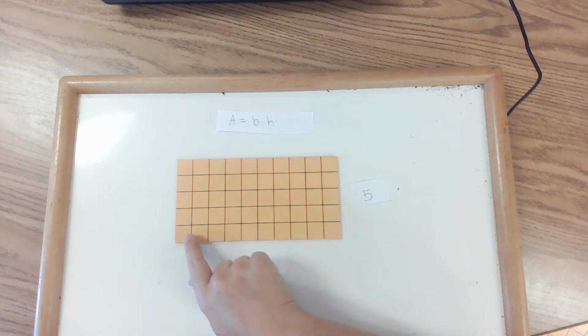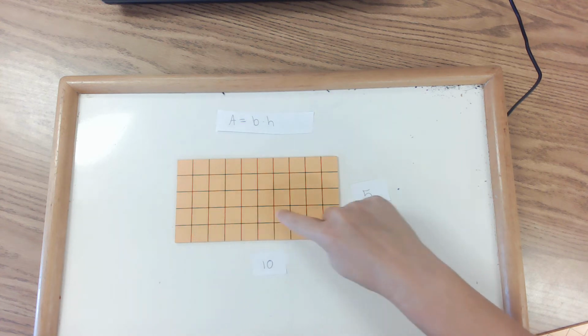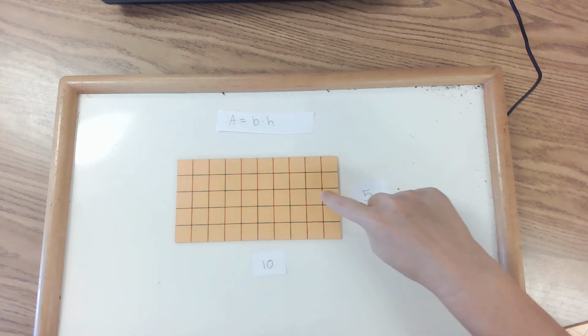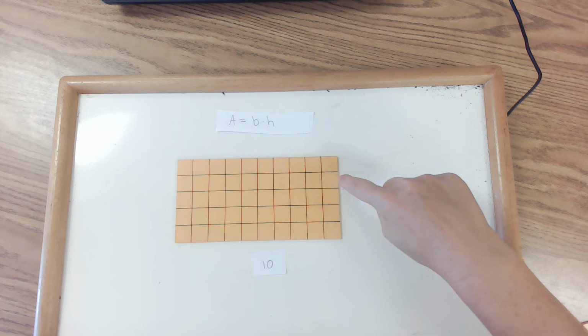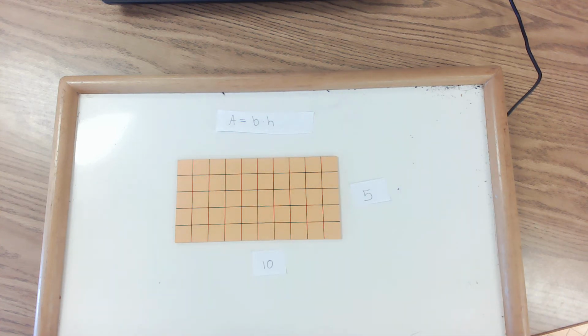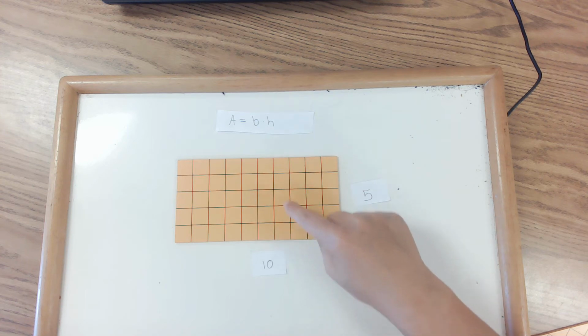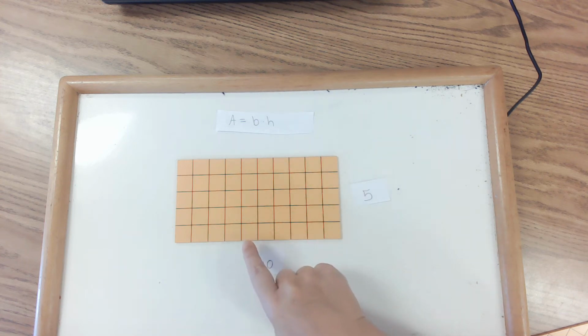You could do it by skip counting by tens. 10, 20, 30, 40, 50. That's faster than counting each individual square. You could also skip count by the vertical ones. 5, 10, 15, 20, 25, 30, 35, 40, 45, 50. You get the same answer.